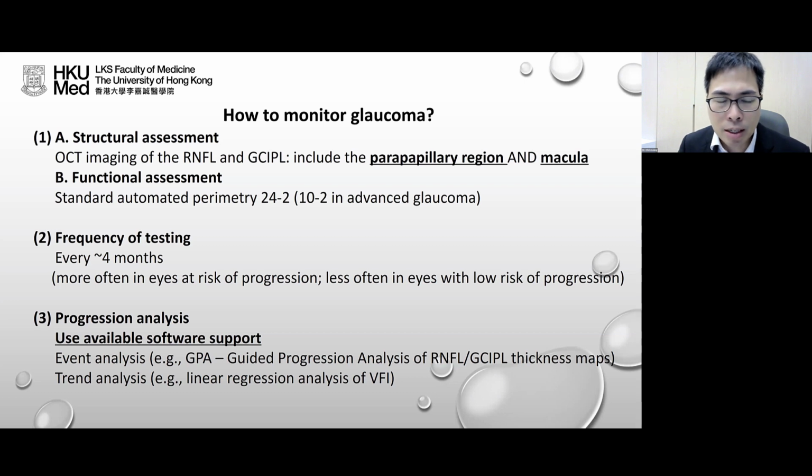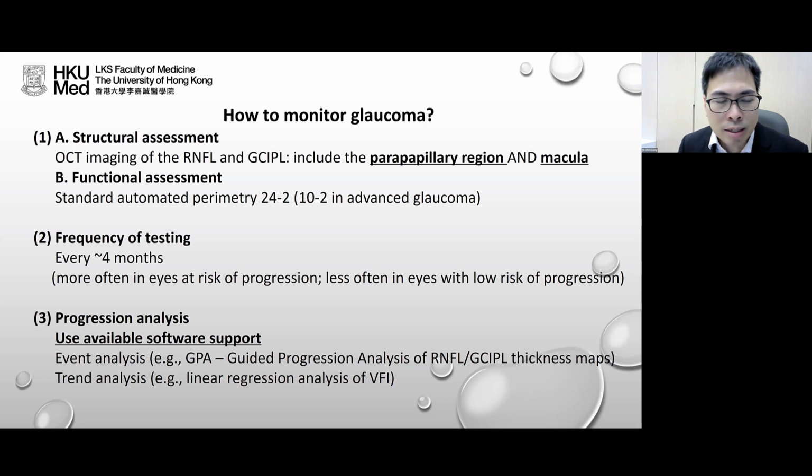For functional assessment, we rely on standard automated perimetry. A lot of us are familiar with using the 24-2 or 30-2 for examination of visual field loss. But in advanced glaucoma, when the peripheral field is almost gone, we then often will refer to 10-2, giving us more test points over the central 10 degrees.